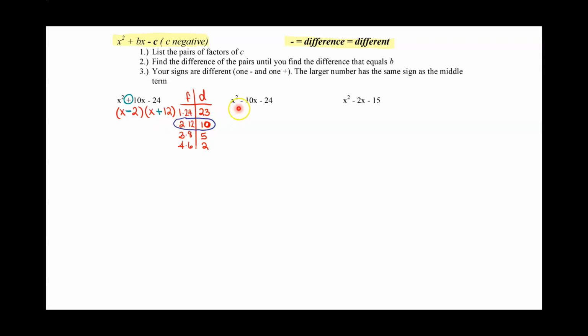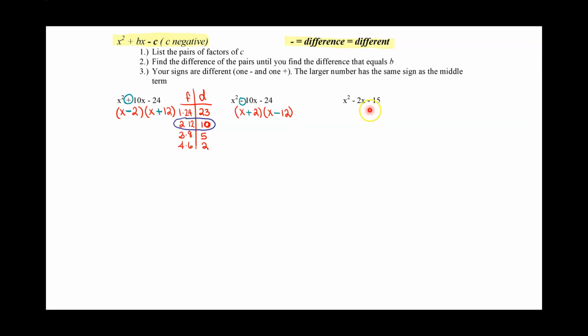All right, what if we change that middle sign to a negative? I would still start with the same factors, and I would still end up with the same pair of 2 and 12. But this time, remember that one sign's going to be positive, one sign's going to be negative. And remember that the larger number has the same sign as the middle term. So the middle term is negative. That means that my 12 is going to be negative and my 2 is going to be positive. All right, look at one more of those.